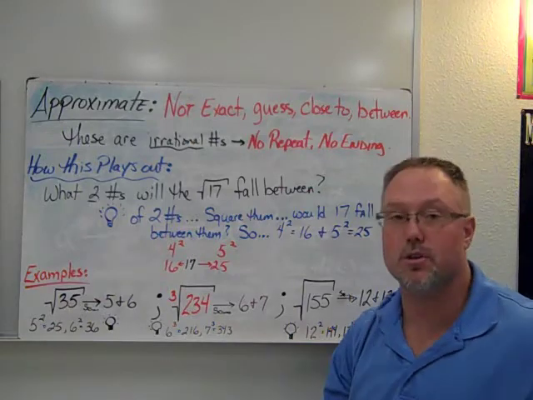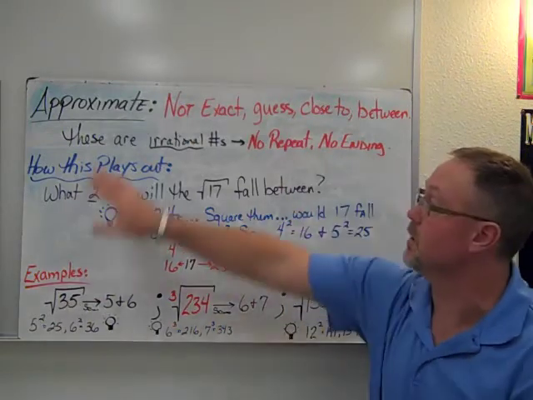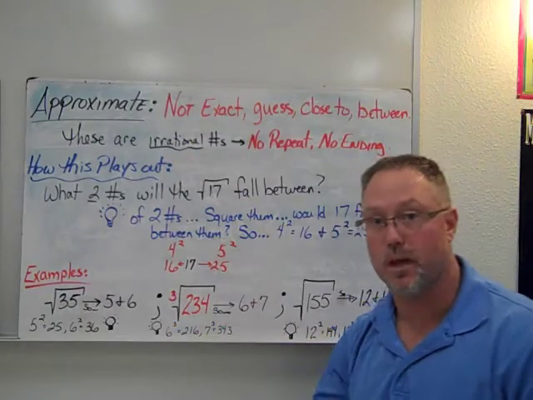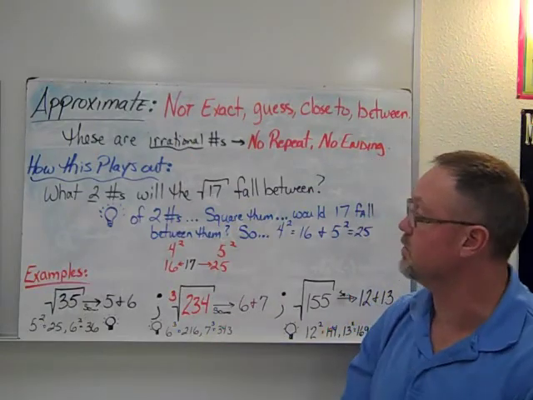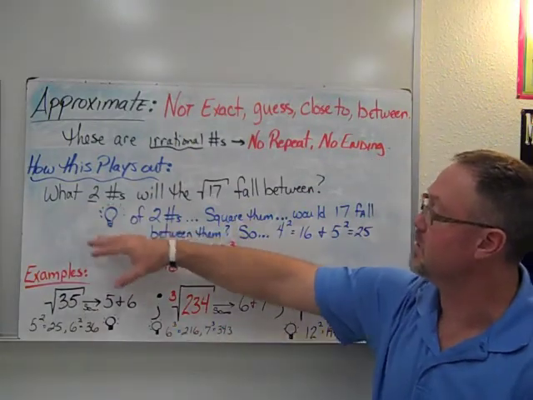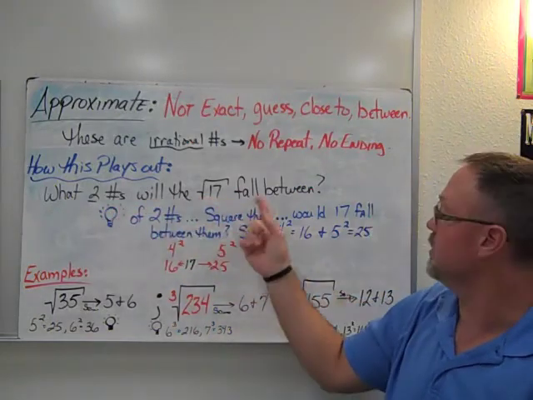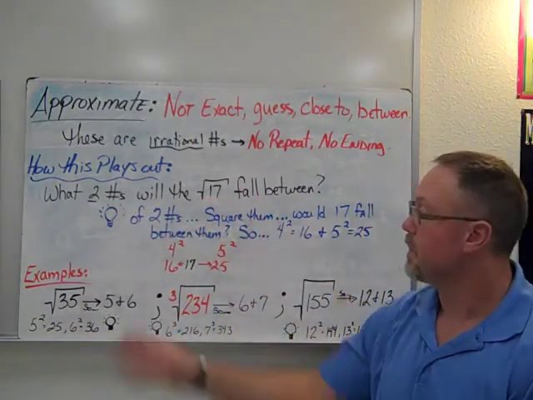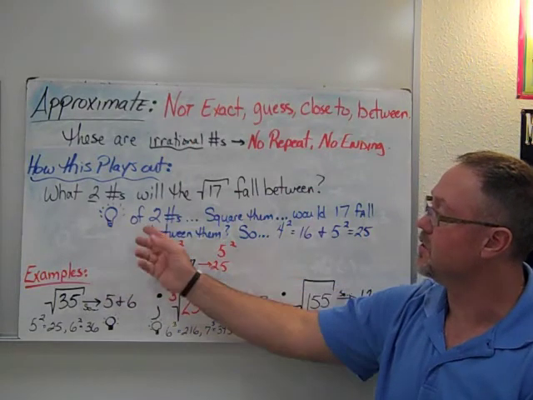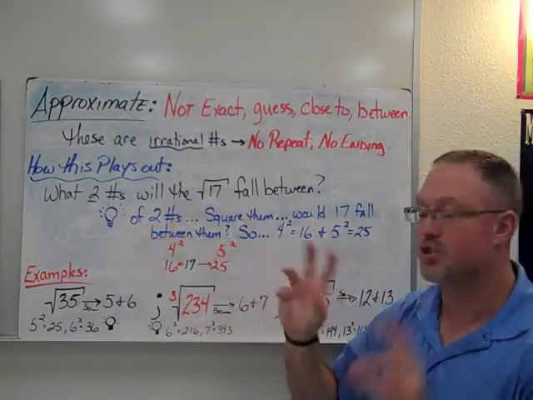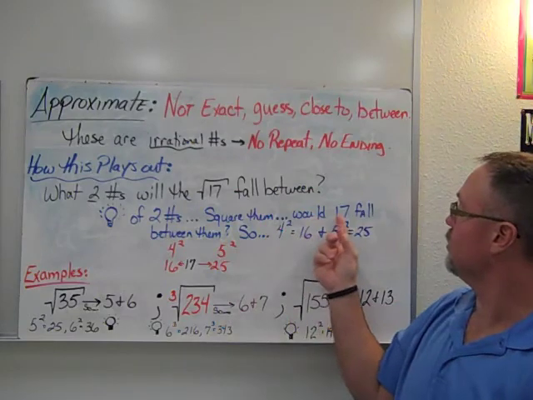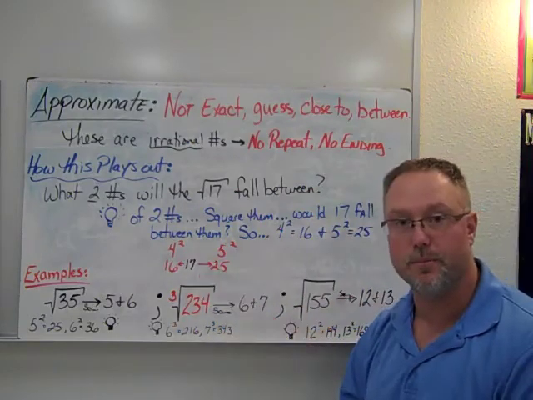So what we're going to do is find the approximate value of this without using a calculator. So no calculators in here. So how this plays out is this. They're going to ask you what two numbers the square root of 17 will fall between. So how you want to think of this is two numbers. If I square those two numbers, would 17 fall between them?